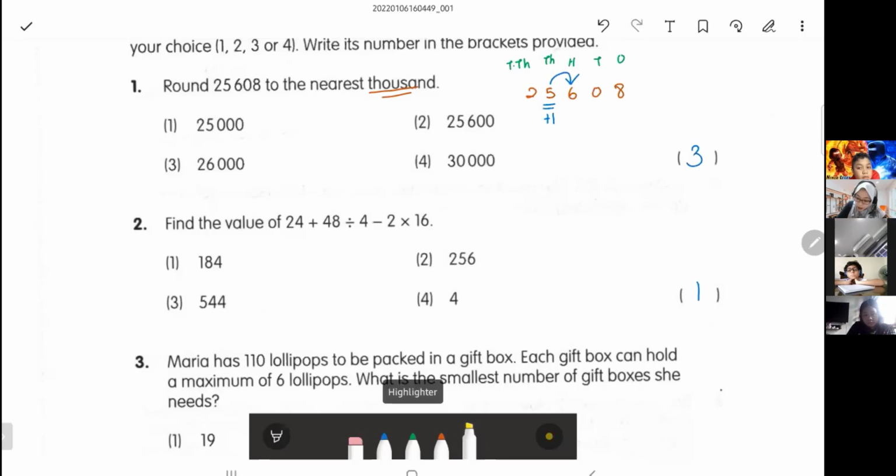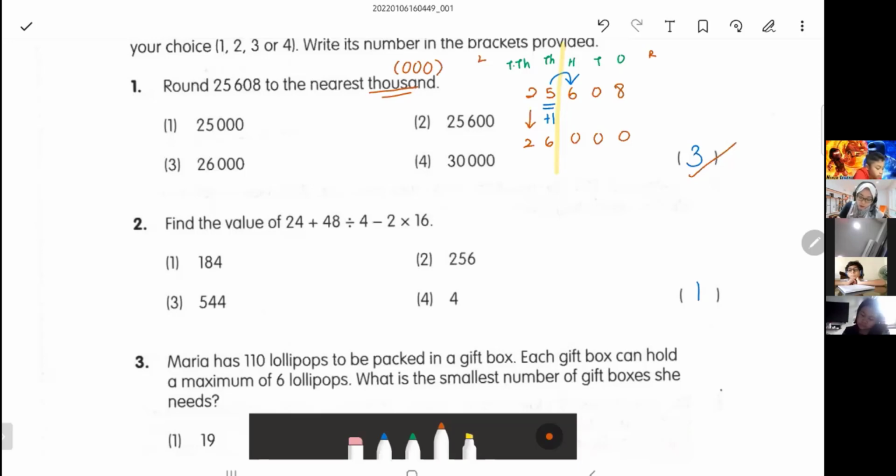And then draw this line like that. Okay, why is that so? Anything to the left, we rewrite. Okay, 5 plus 1 is 6. Anything to the right of the yellow line becomes 0, 0, 0, because 1,000 has 3 zeros. So the correct answer is 26,000. Good, correct. Next, number 2.